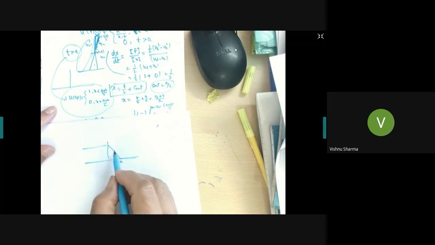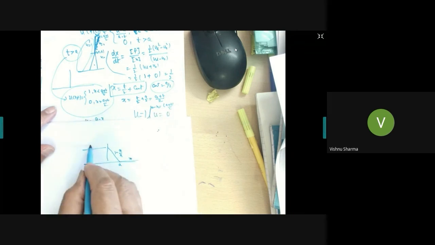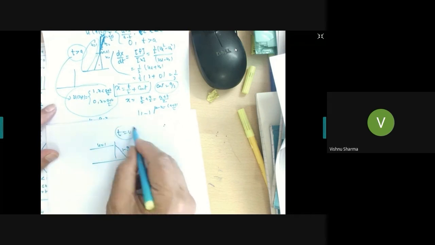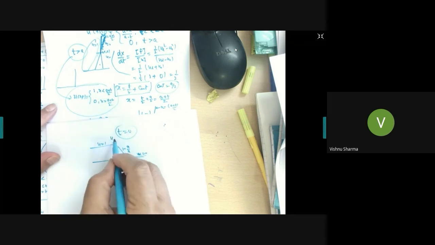If you look at the profile, it is very interesting how this profile undergoes distortion. At t equal to 0, the profile was like this. From here to here is a, and this is your 1 minus x by a. Here u is equal to 1, here u is equal to 0. This is the profile at t equal to 0, in your u-x plane.